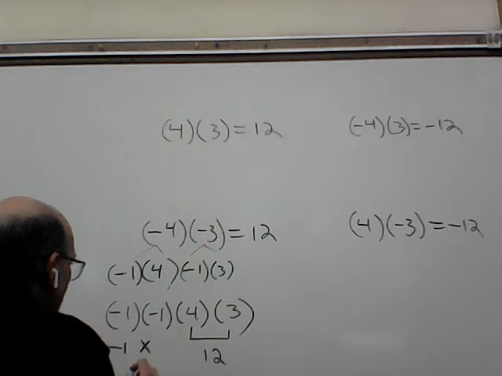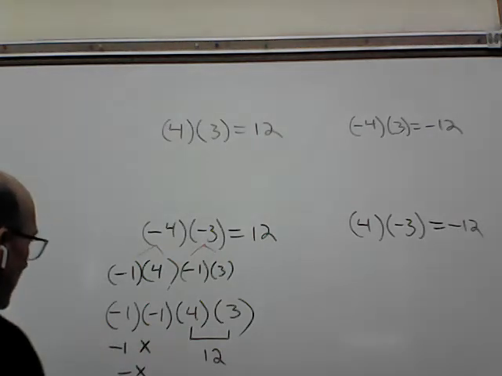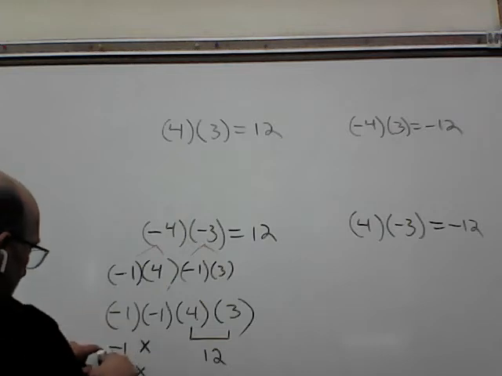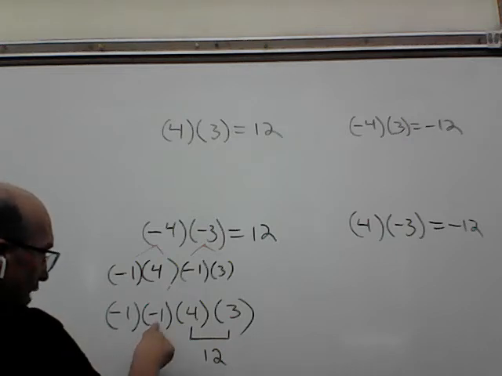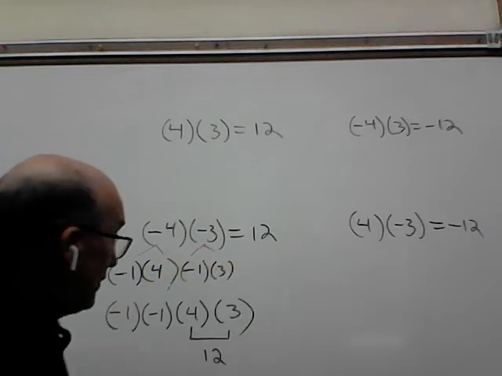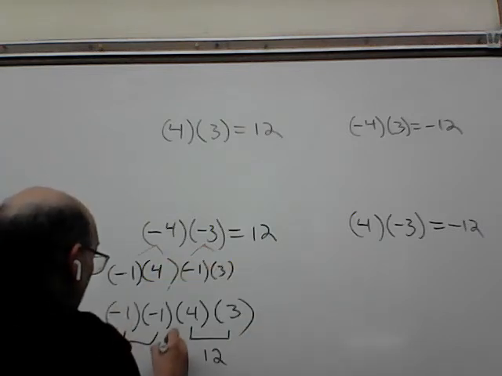Negative 1x equals the opposite of x. So here's this -1, and this -1 is like the x. -1 times x is the opposite of x. Well, so this is the x. What's the opposite of -1? The opposite of -1 is 1. So these two multiply to 1.